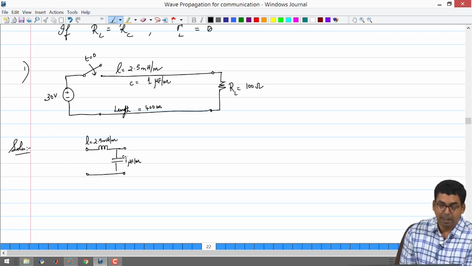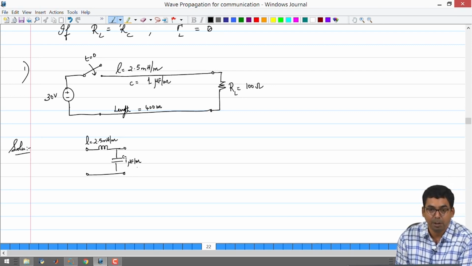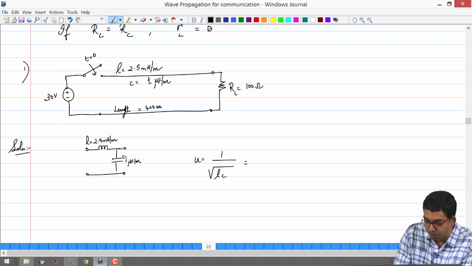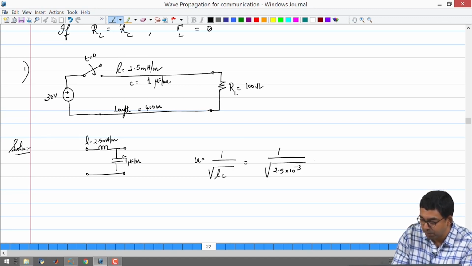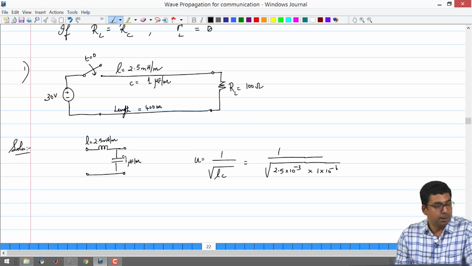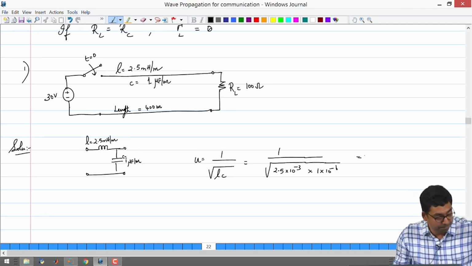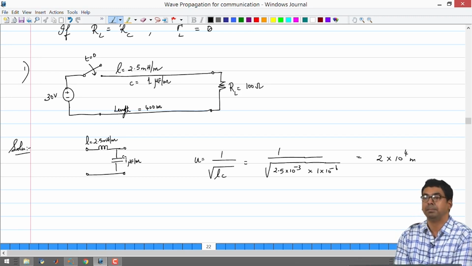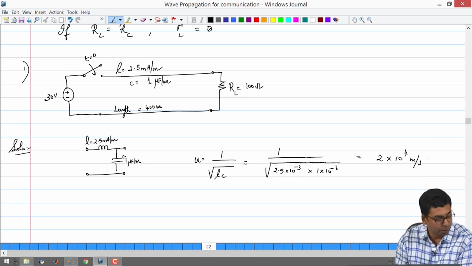The second thing that we can calculate from L and C is the velocity. We know that the velocity u is going to be 1 by square root LC. That's 1 by square root of 2.5 times 10 to the negative 3 times 1 times 10 to the negative 6. I don't know the value, how much we are getting. So it will be some 2 times 10 to the 4, 2 times 10 to the power 4 meters per second.